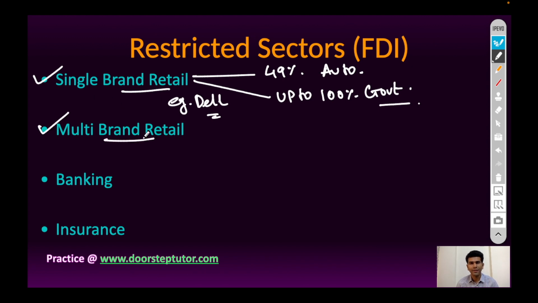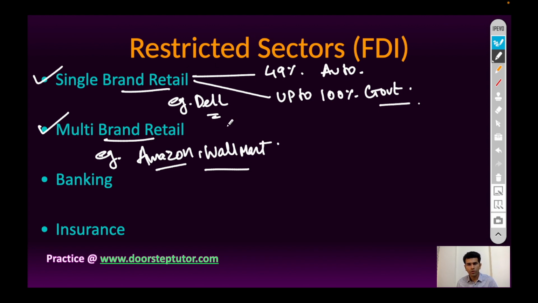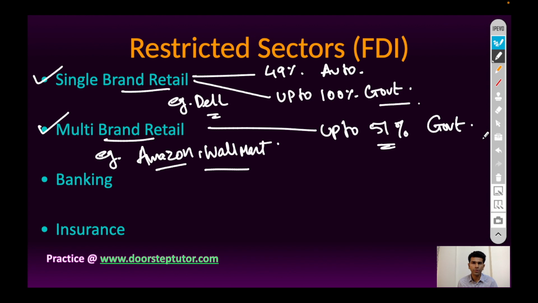Multi-brand retail sector. Multi-brand means those business organizations which are involved in manufacturing and selling multi-branded commodities. For example, Amazon, Walmart, these are those businesses which are selling multiple brand commodities. So up to 51% FDI is allowed but by way of government route.